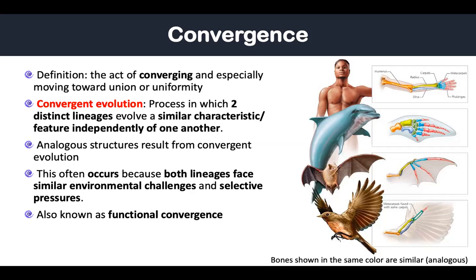In terms of genes and proteins, they adapt to have new genes that can do certain functions. So analogous structures actually result from convergent evolution, and this often occurs because both lineages face similar environmental challenges and selective pressure. And so this is also known as functional convergence, as they usually converge due to the need of a similar function.